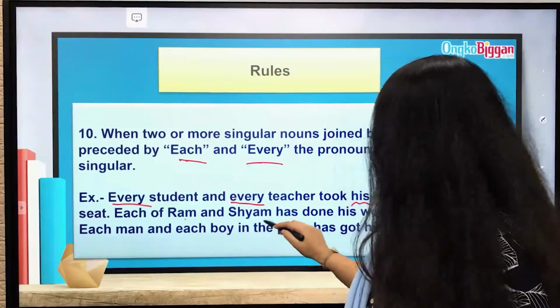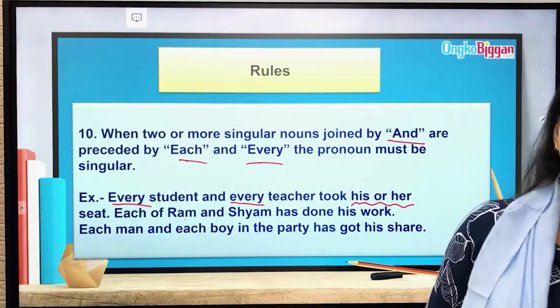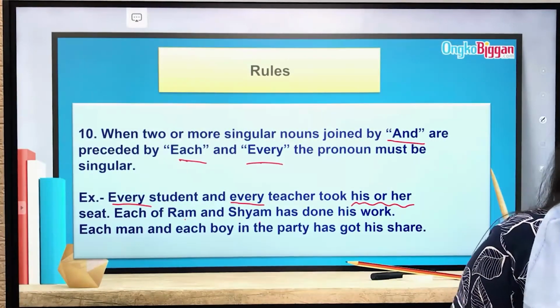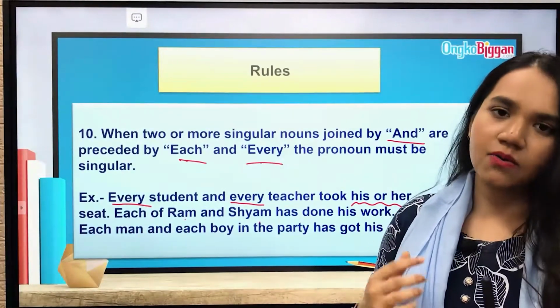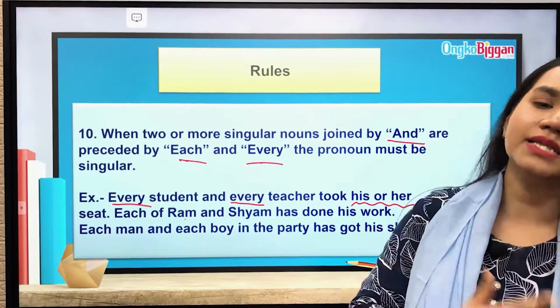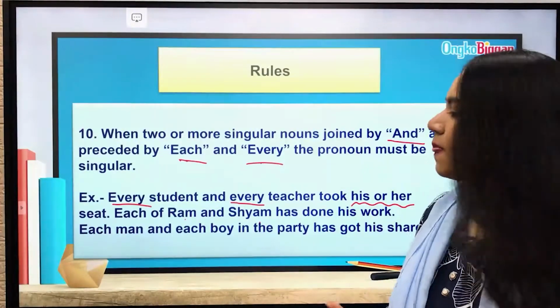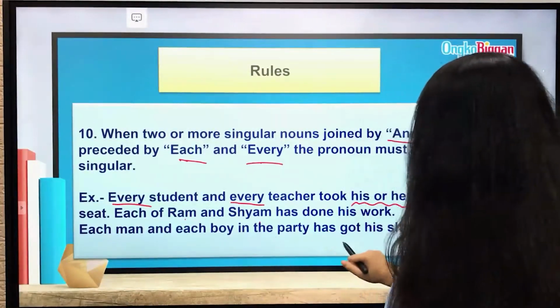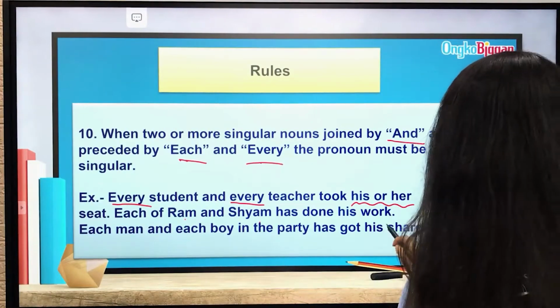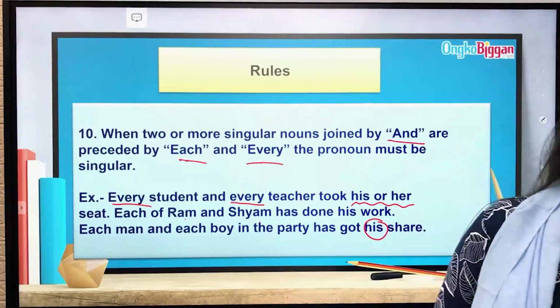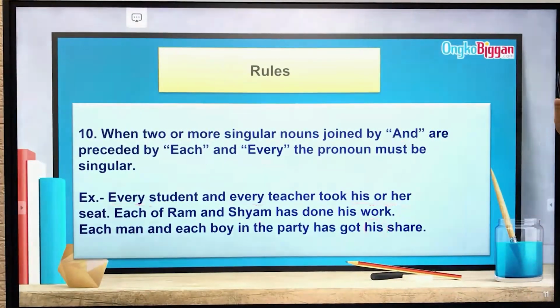Each of Ram and Shyam has done his work. Okay, so from these people, each of them individually, the one boy has done his work and the other boy has also done his work. Then each man and each boy in the party has got his share. Once again, because there is each, I will use the singular pronoun which is his.